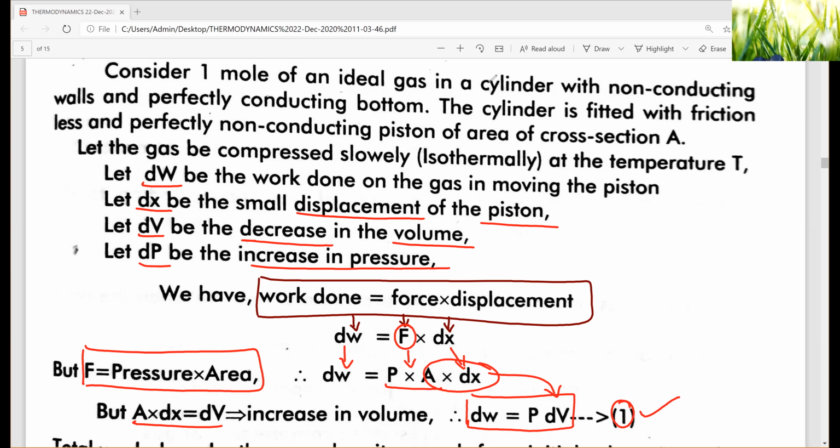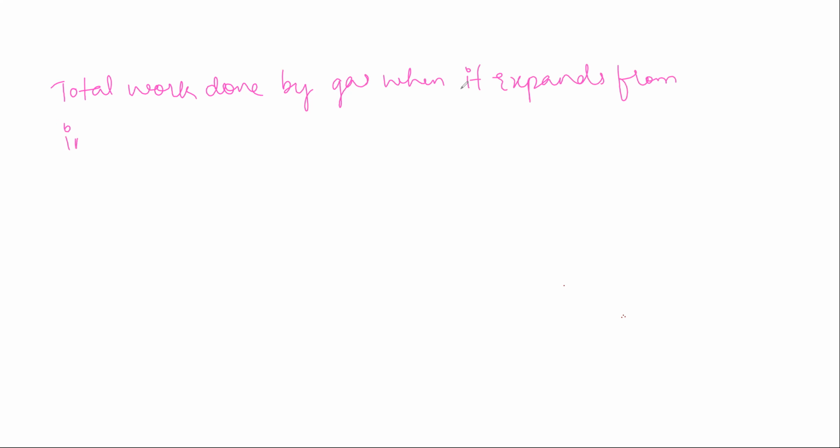So the next step: after considering equation 1, we know the total work done. How are we going to represent the total work done by the gas when it expands from initial volume to final volume?